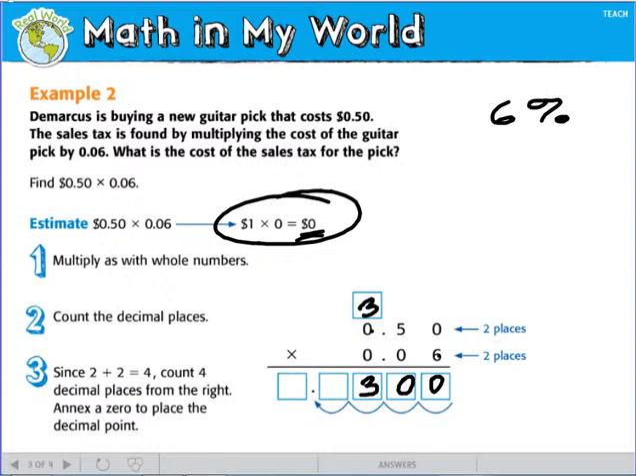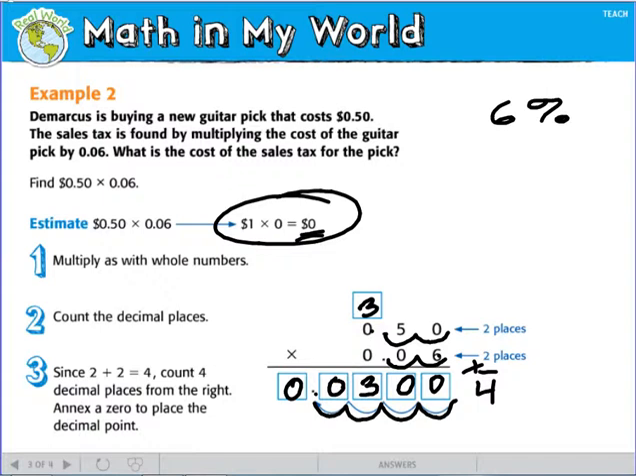What do I need to find now? Yes, ma'am. The decimal places. So I'm going to count my decimal places. How many decimal places are in my first number in my problem? There's 2. How many are in my second number in my problem? 2. So I'm going to add those together and I'm going to get 4. Now I count my decimal places. 1, 2, 3, 4. I need something here, right? So what am I going to put there? A 0. And then before the decimal, I'll put another 0.